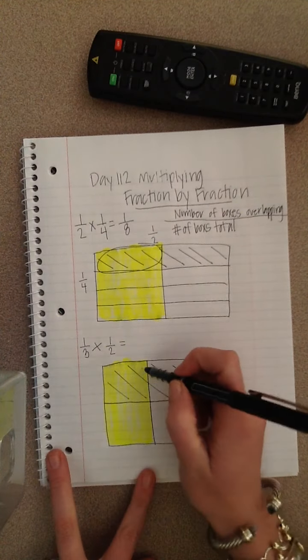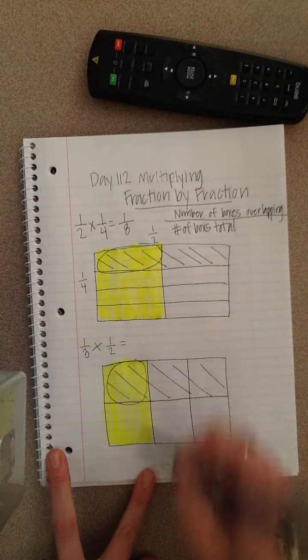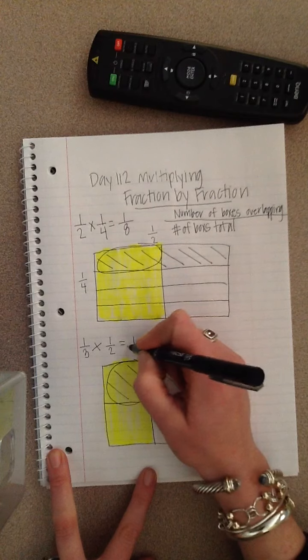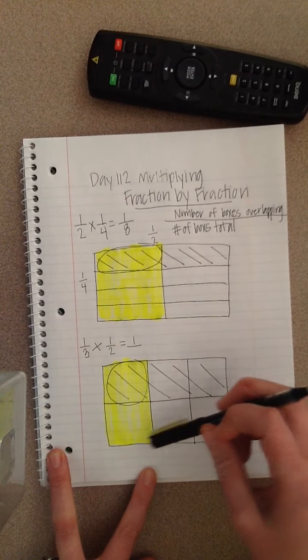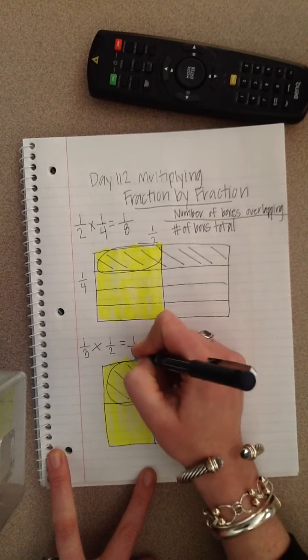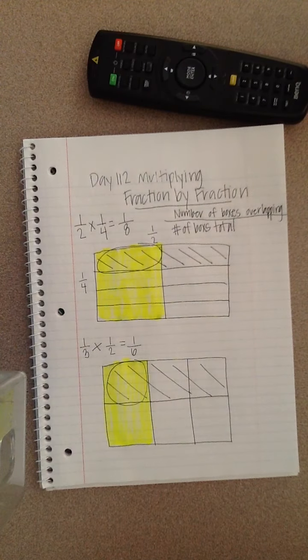So now I'm going to circle how many are overlapped. So I have 1 out of 1, 2, 3, 4, 5, 6. So my answer is 1/6. The principal used 1/6 of the whipped cream, of the whole whipped cream. While he did use 1/2 of what was there, he actually used 1/6 of the whole bottle.